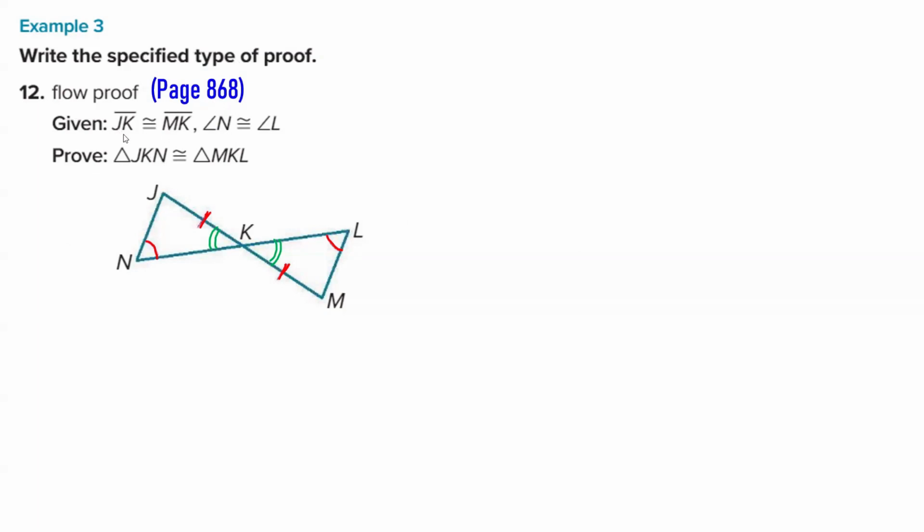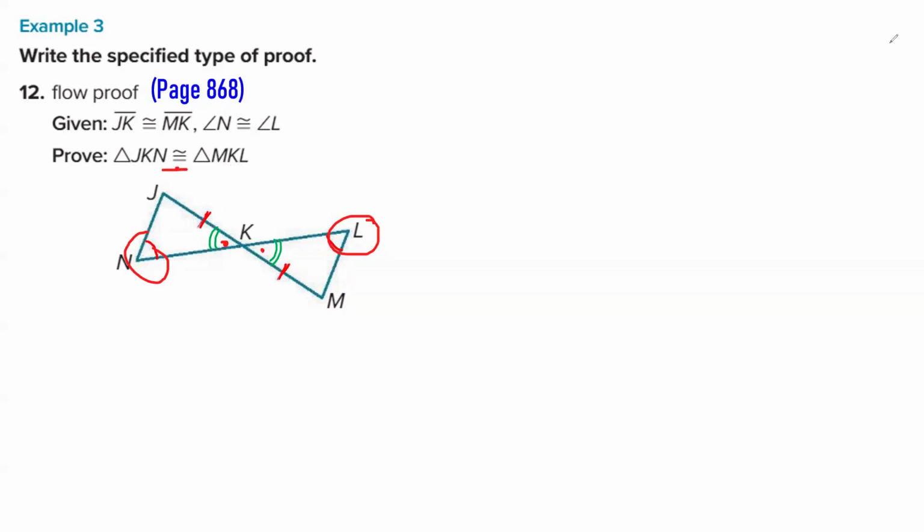It is given that the side JK is congruent to the side MK. And the angle L is congruent to the angle N, as you see here. And directly, I can notice that this angle is congruent to this angle. And actually, the reason is known now for you guys, because these two angles are vertical. So this is a vertical angle here. We need to prove that the triangle JKN is congruent to the triangle MKL.